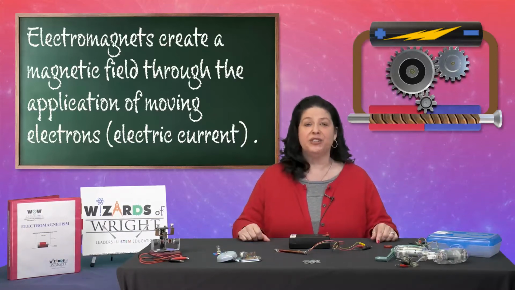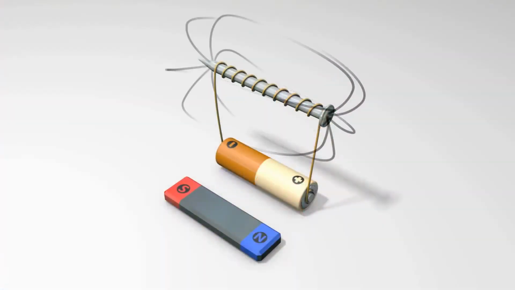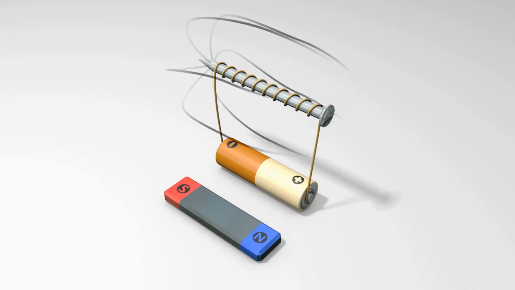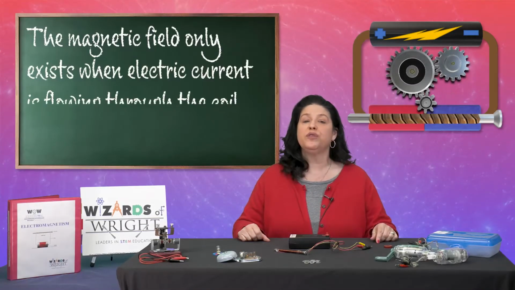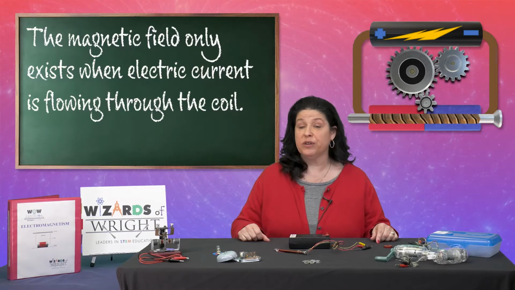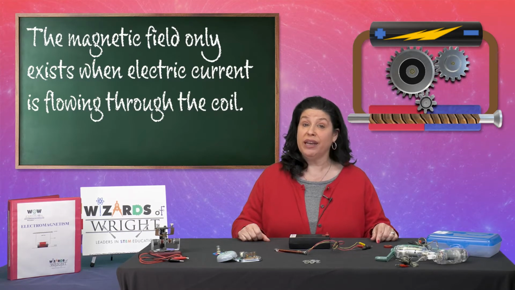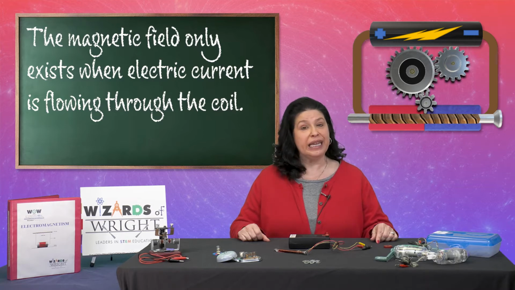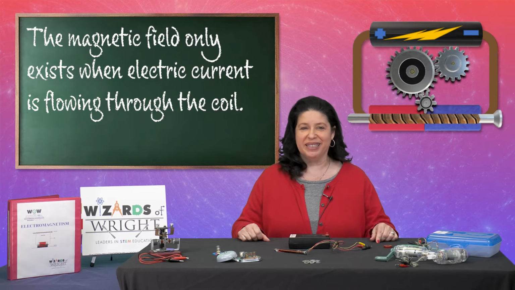When creating an electromagnet, a current is introduced, either from a battery or another source of electricity, and it flows through a wire. The magnetic field is formed around the wire, magnetizing it. The magnetic field only exists when electric current is flowing through the coil and disappears when the current is turned off. Therefore, you can turn the magnet on and off by completing or interrupting the circuit. It's like magnetism on demand.